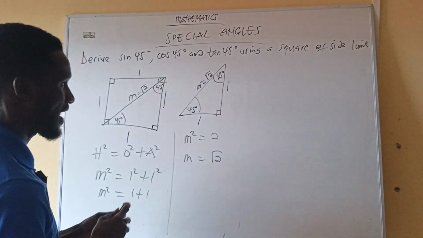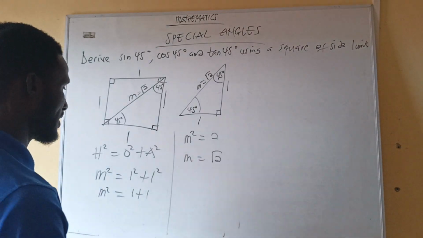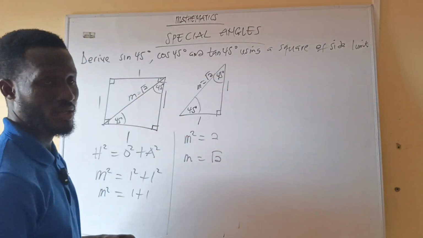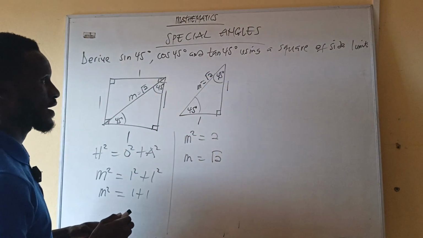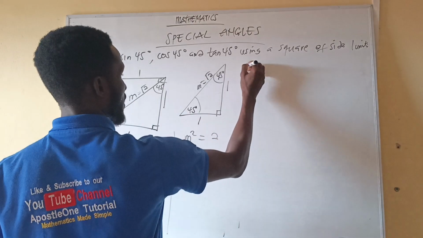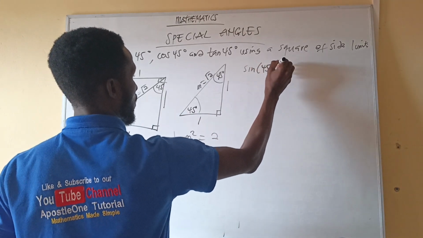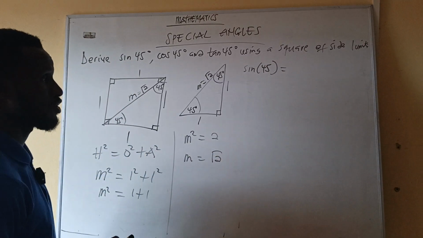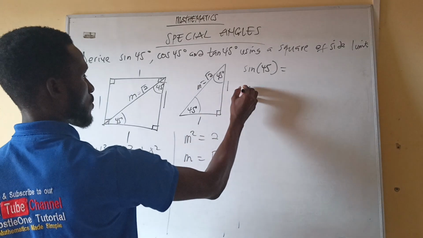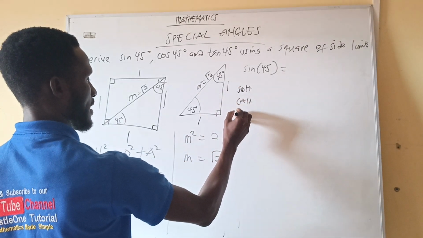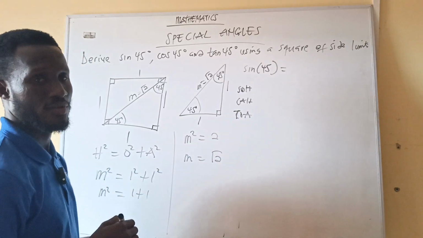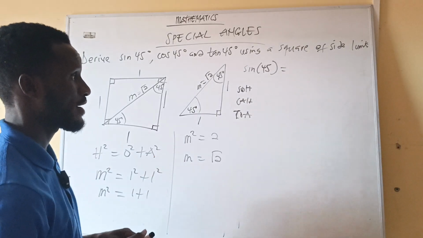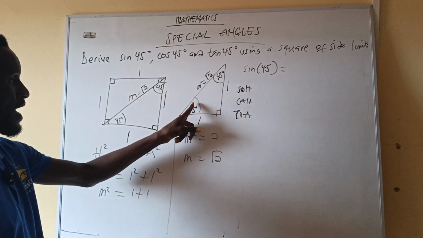Now root 2. Look at it very well. Look at it carefully. For this particular right angle triangle, or this particular square, we can find sine 45. Now, what is sine 45? Don't forget that we are using SOH CAH TOA. If you don't know that, go and watch the previous video. This one will be very difficult for you to understand, right? Now let me consider this particular angle, 45 degrees.